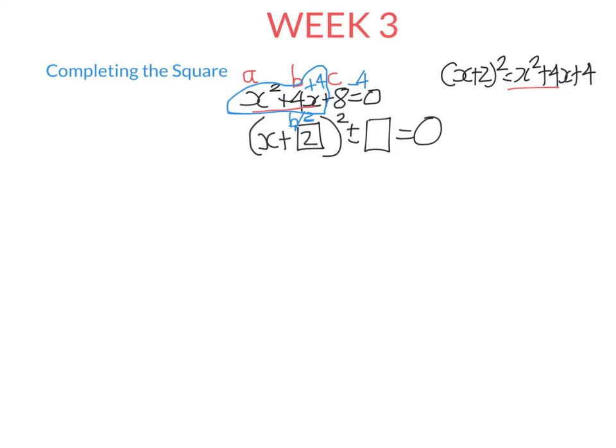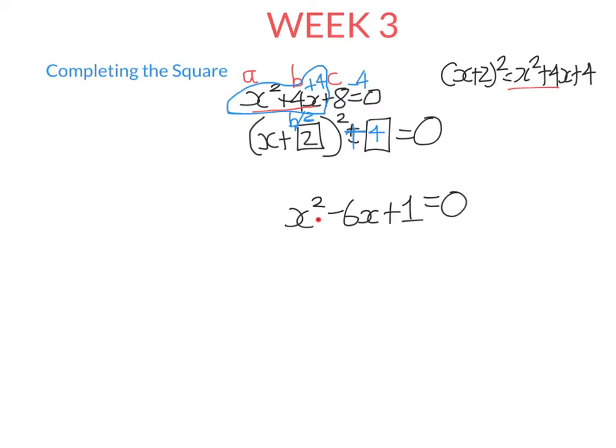So what goes in this box is 8 minus 4, which is in this case positive 4. So this time it's a positive. When we have an expression like this, this is in completing the square form. But this equation here couldn't be solved because I have a perfect square plus a perfect square. I can only solve it if it's the difference of two squares.